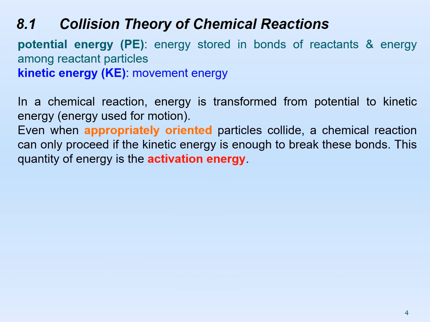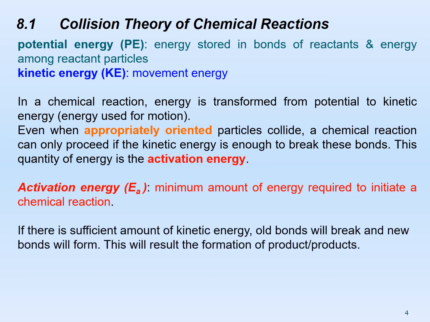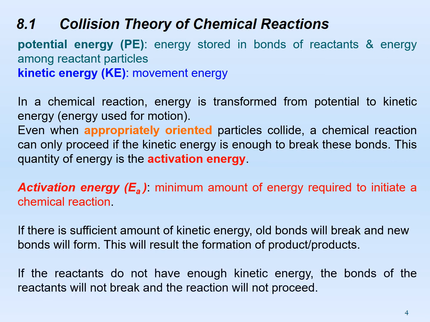Even when correctly oriented particles collide, a chemical reaction may not happen. For reaction to occur, the kinetic energy must also be enough to break the bonds within reactants. This amount of energy is called activation energy, EA, which is the minimum amount of energy required to start a chemical reaction. If there is enough KE, old bonds will break and new bonds will form. Then one or more products will form. Conversely, if the reactants have low KE and knock into one another sluggishly, reactant bonds stay intact and reaction will not proceed.